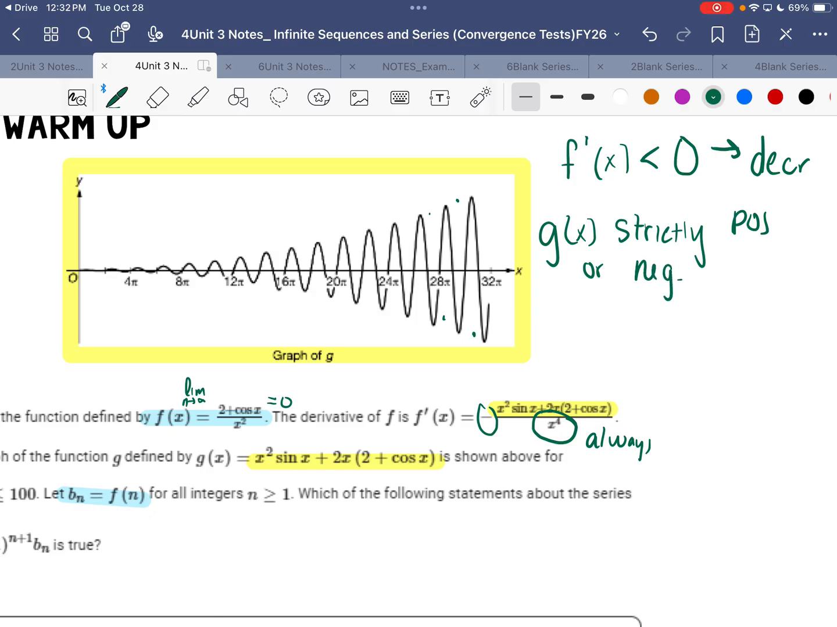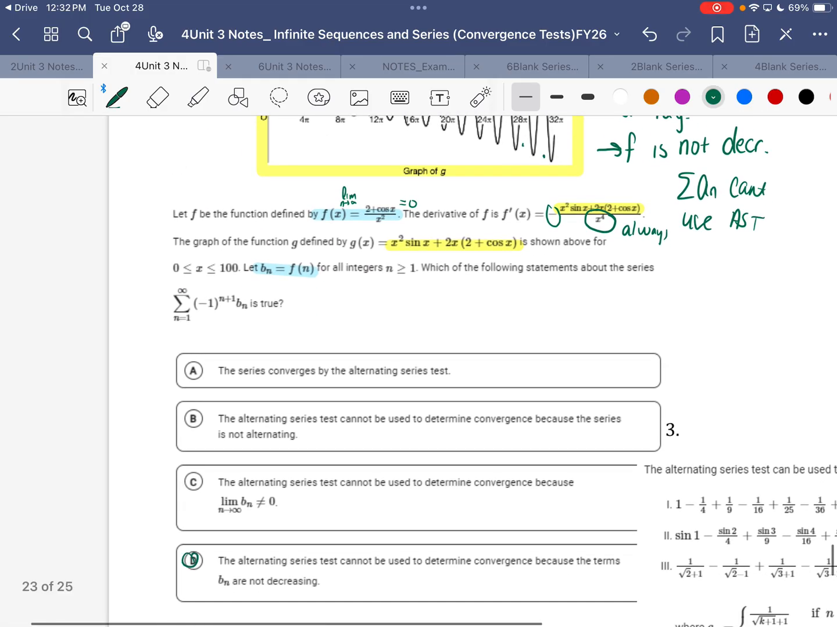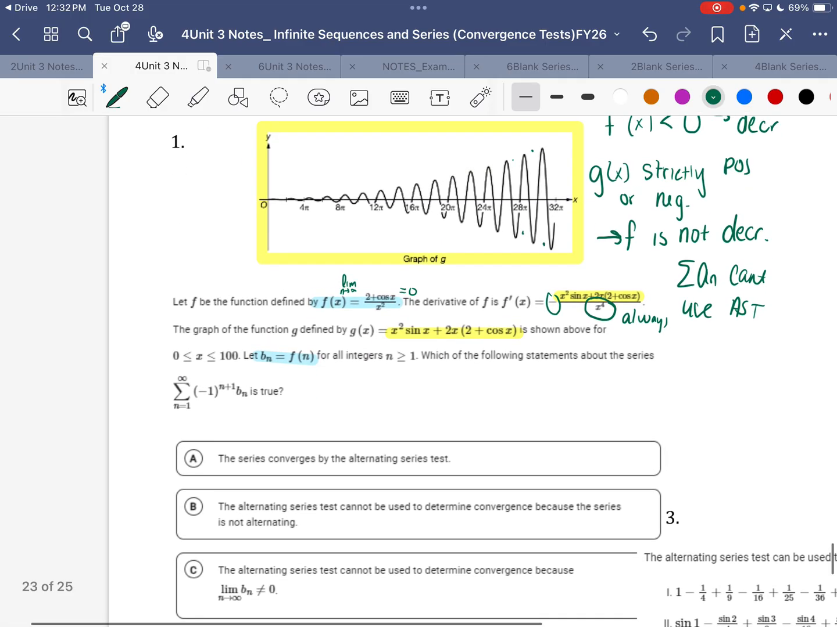So since it's not strictly positive or negative, and g of x is part of the derivative of f, that means that f is not decreasing. So if f is not decreasing, and f is b_n in the alternating series, then that means that the series can't use the alternating series test, because the limit has to be 0 and the function has to be decreasing. So we would have picked D as in donut.